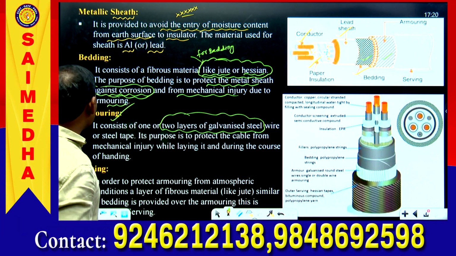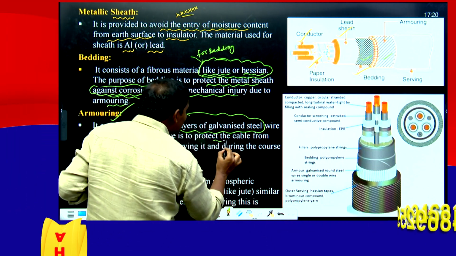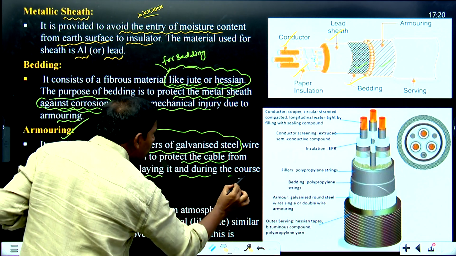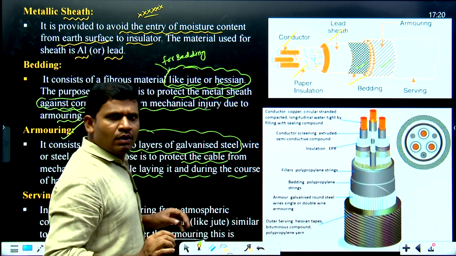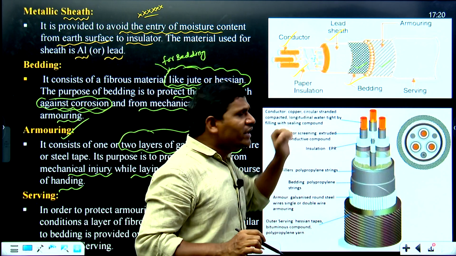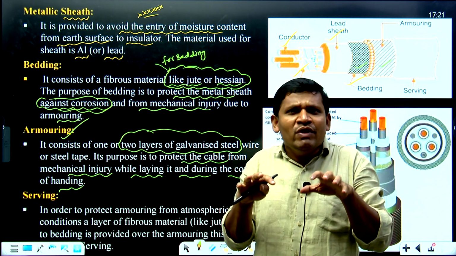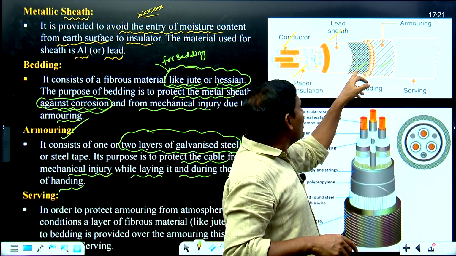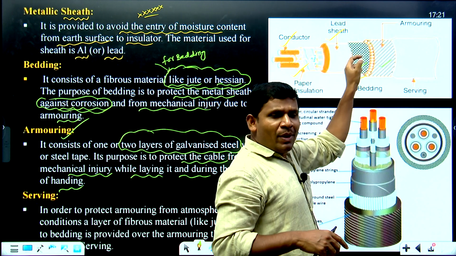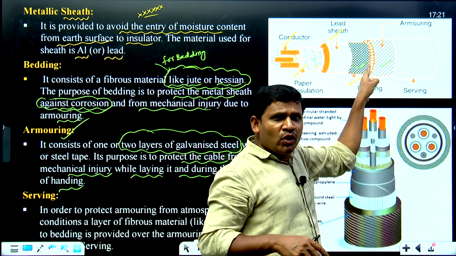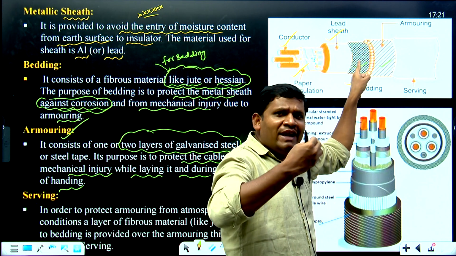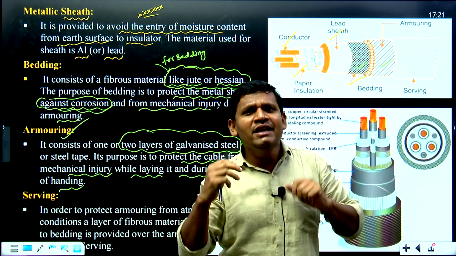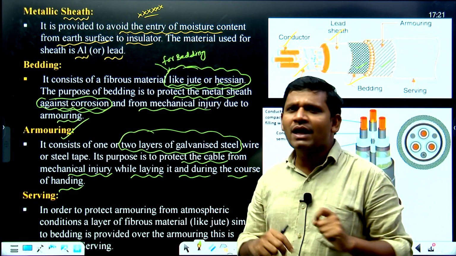Then what is its function? Its purpose is to protect the cable from mechanical injury while laying or during the course of handling. This armoring will protect the total cable, but bedding provides the protection for the sheath. This armoring gives the protection for the entire cable from mechanical damage during laying and handling of the cable. That is the purpose of using the armoring.